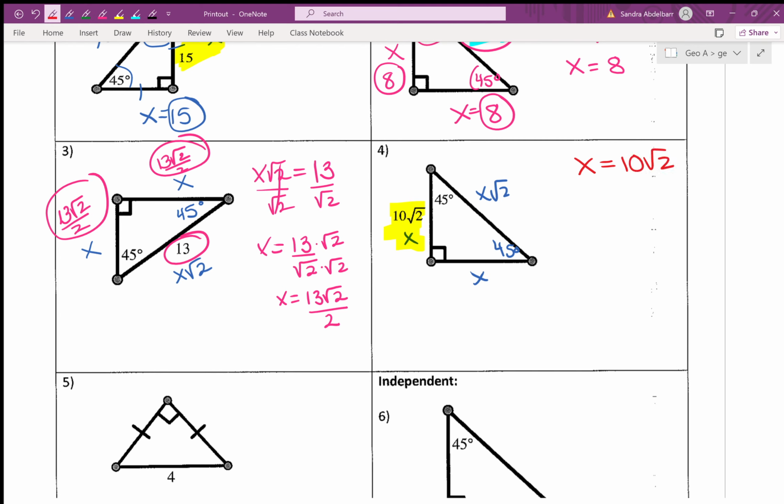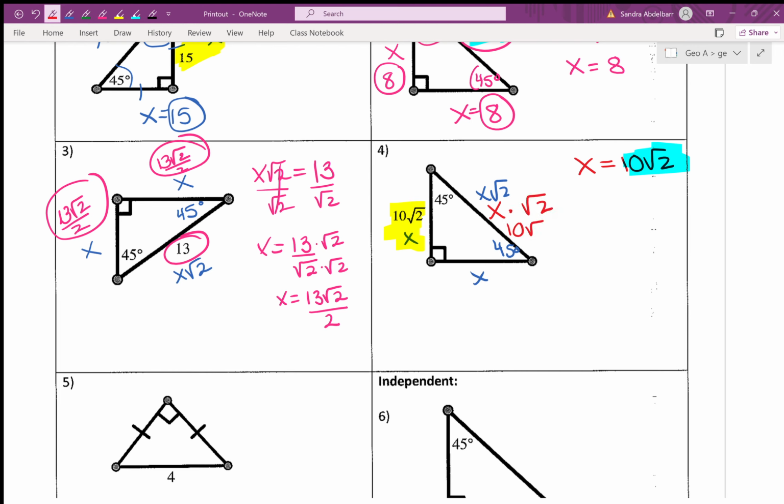Is there anything to solve? No. Does x equal 10 or does x equal 10 root 2? 10 root 2. X does not equal 10. X equals the full 10 root 2. So a lot of times students go to put in for the hypotenuse and they just write 10 root 2. It's not 10 root 2 on the hypotenuse. The hypotenuse is x times root 2. X times root 2. Well, my x is 10 root 2.